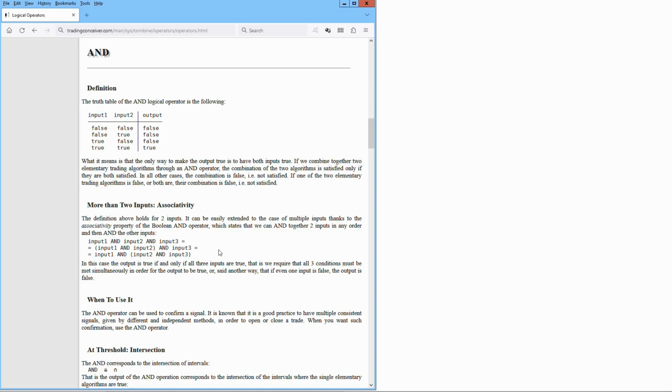In this case, the output is true if and only if all three inputs are true. That is, we require that all three conditions must be met simultaneously in order for the output to be true. Or said another way, if even one input is false, the output is false.